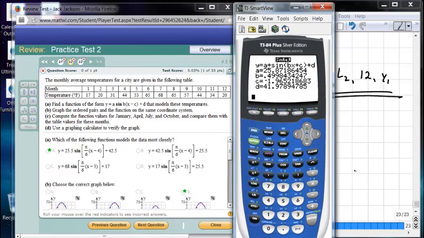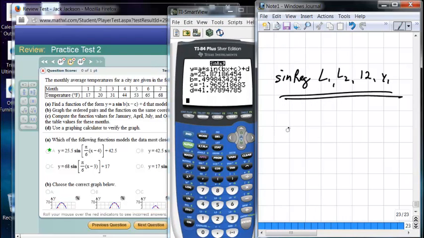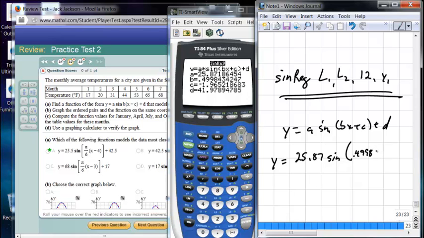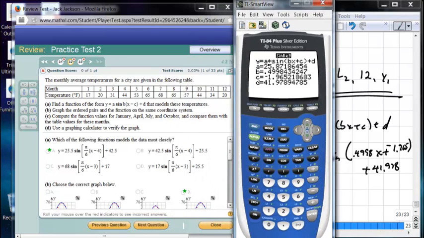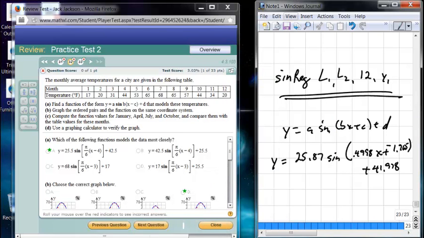And you should get this, and this gives us a formula of this form: y equals a sine of bx plus c, plus d, and so our a is 25.87, b was 0.4998, x plus c is negative 1.965, and then plus 41.978. Now they're probably going to round these off. Okay, so let's see which one that they give us is the closest to this.